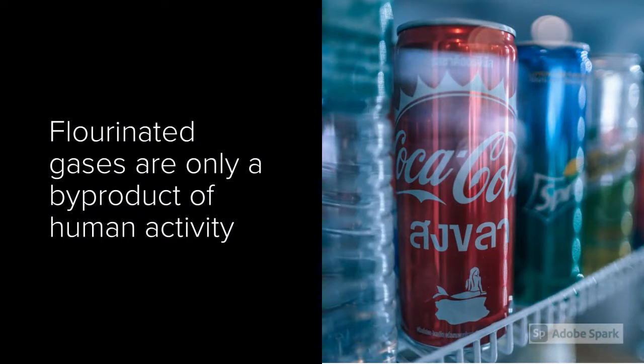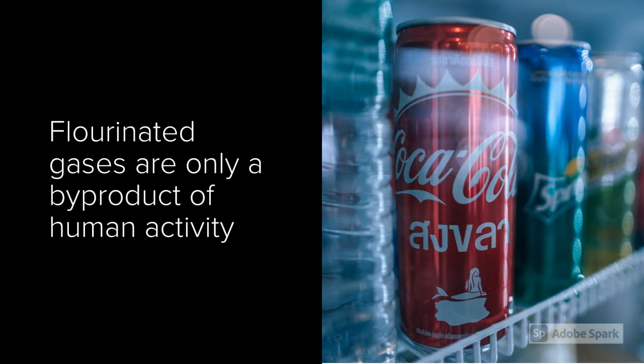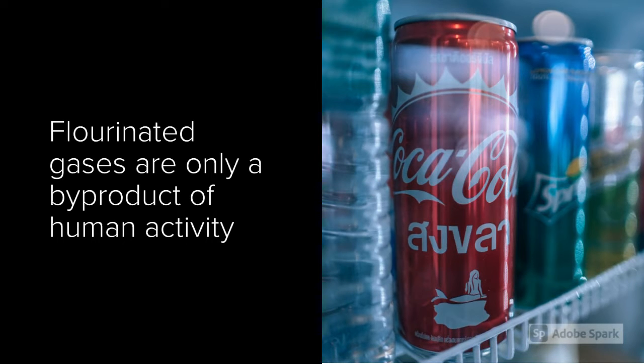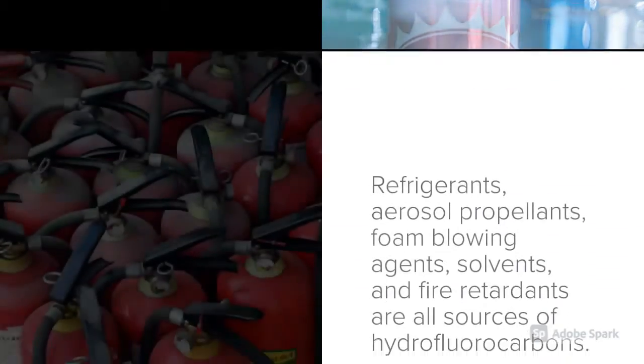Used as substitutes for ozone-depleting substances like refrigerants, fluorinated gases are only emitted through human activity. Small atmospheric concentrations of fluorinated gases can have very large effects on global temperatures because they have a very high global warming potential relative to the other greenhouse gases. Fluorinated gases can last thousands of years in our atmosphere.